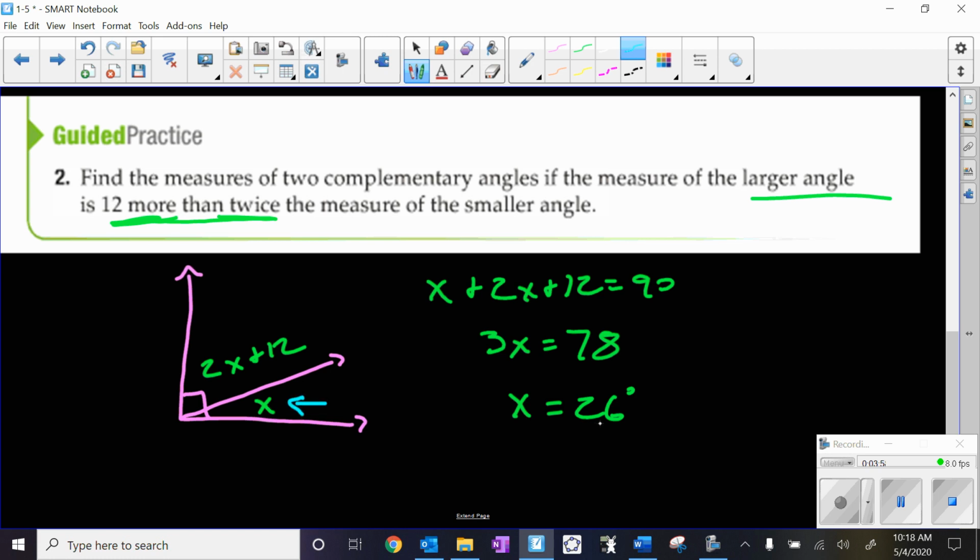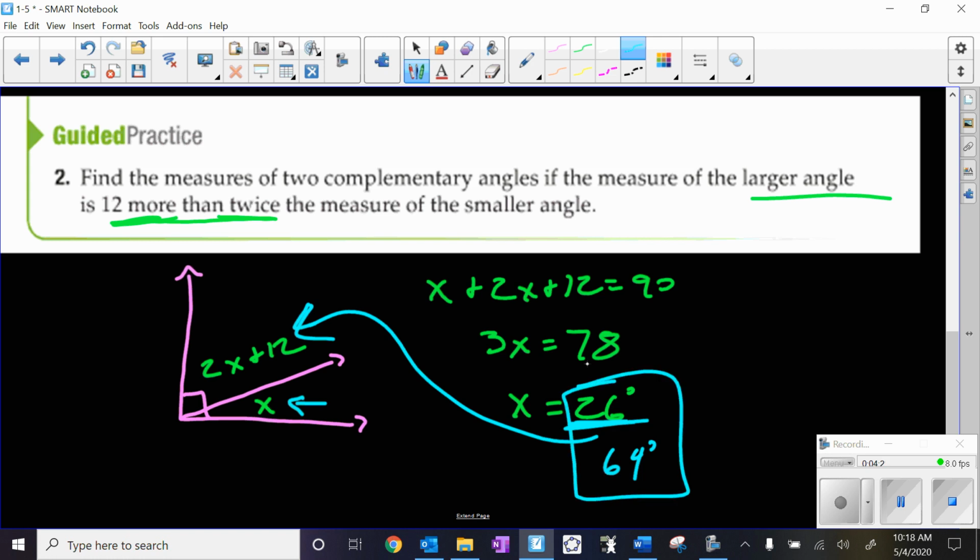I can now take 26 and subtract it from 90, or I can take the 26 and plug it in to this side to get my other angle measure. I'm just going to plug it in, so 2 times 26 plus 12. When I do that, I'm going to get 64 degrees. So I have 26 and 64 degrees.